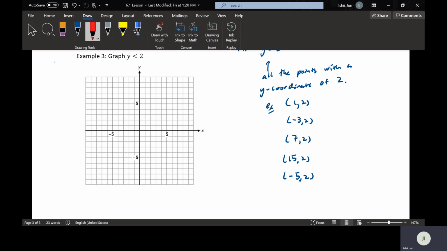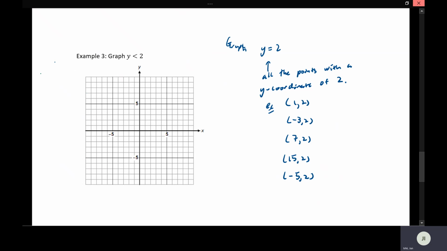So let me just grab a pen here. All right, so 1, 2 is right there. -3, 2 is right there. 7, 2. 15, 2, it's off the grid. -5, 2. All right, so what do all these points have in common? Well, if I connect these points up, it's going to create a horizontal line at 2 for my y variable. So basically, we're going to get this.